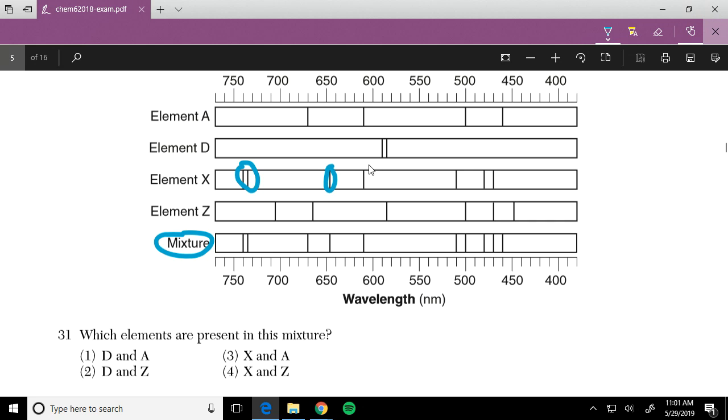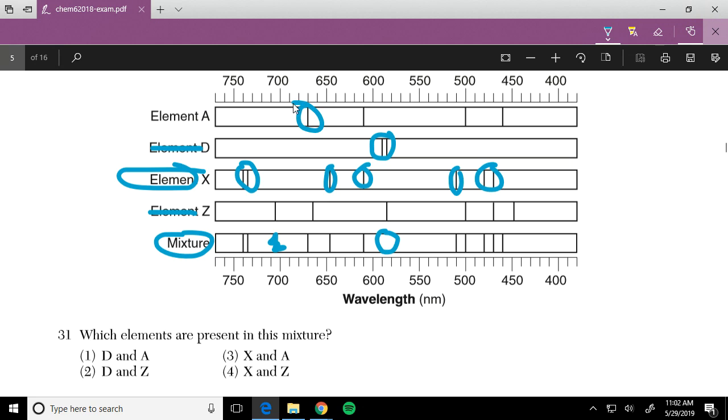This one looks like it's there. Looks like it's there. Yep. And yep, so I'm thinking element X is in there. I'm looking at Z. I'm missing a band right here. So since there's no band right there, element Z cannot be in there. Element D, Z's only got this double band here, and I do not see that double band here, so element D is not in there.